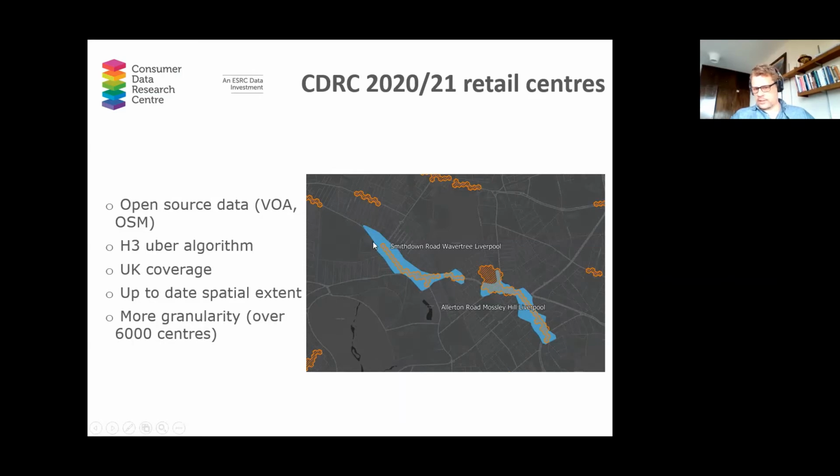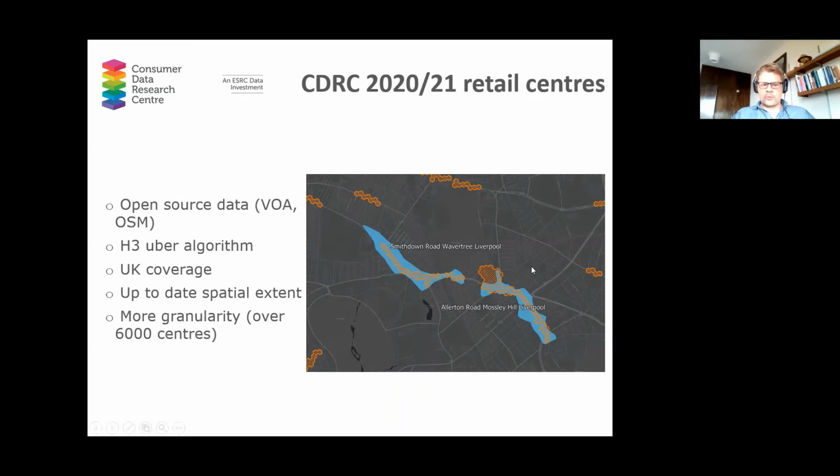Again, this is the same area as I showed you previously, but in blue you have the 2016 centers, and in orange the current 2020-21 centers. You can see that the areas are slightly narrower, so they focus along the road and encompass only the retail units. In some cases, as you can see here, we have included a small retail park in the Allerton area, and we're also including the retail car parks, as we think that's important.